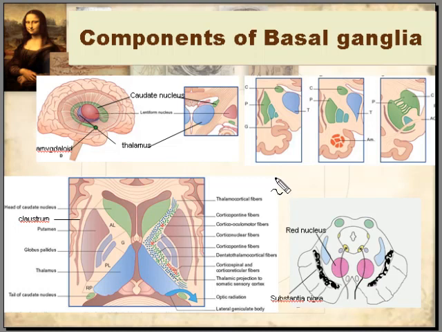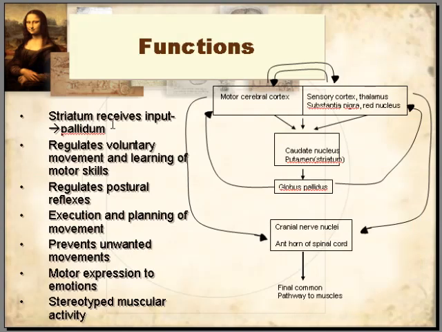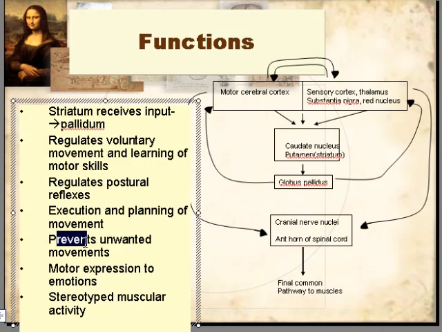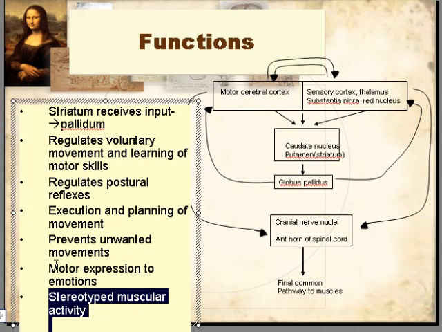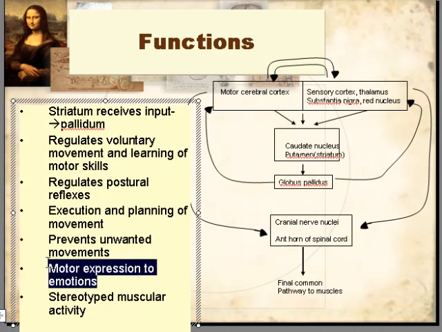You must know the difference between corpus striatum and striatum. I've given that in your notes. Notice where the substantia nigra is. These little things are important. So gross features and relations are very important. And of course, you must know these functions, so write them out. Notice how it prevents unwanted movements, but also causes stereotyped activity, and gives motor expression to emotion. So these are important.